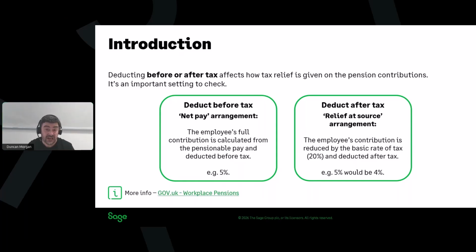When it comes to the calculation for these types of pension scheme, if you have a contribution set up as 5% in the pension scheme settings, in effect, only 4% would be deducted because 20% of that 5% will be taken off, as that's the tax relief that will be reclaimed by the pension provider. So that deduction is made after calculation of tax. And the link that we've provided there at gov.uk explains those two types of tax relief arrangement.